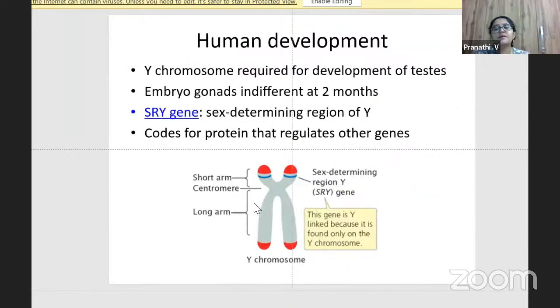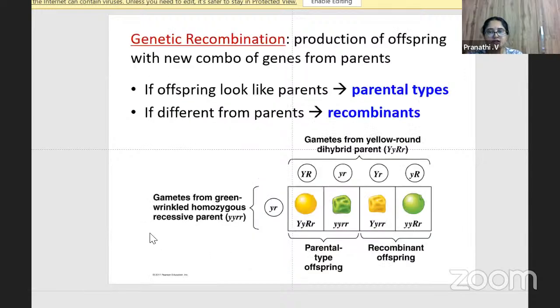In the case of human development, you know that a chromosome has two arms, the P and the Q arm, with the centromere over here, and you have the telomeres over here. So the sex determining region is the SRY. This is the sex-determining region Y gene, and it's on the short arm, and this is the long arm. This is the Y chromosome, and this gene is found only in the Y chromosome, because of which it codes for a protein that regulates the other genes.